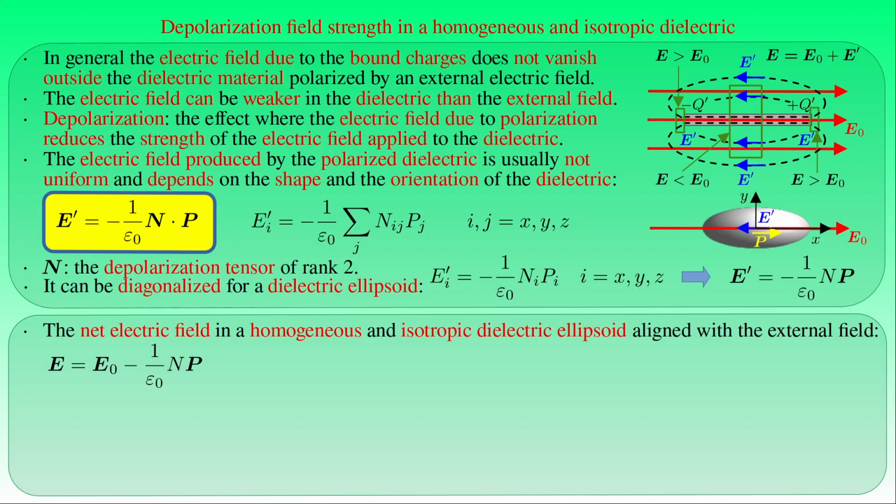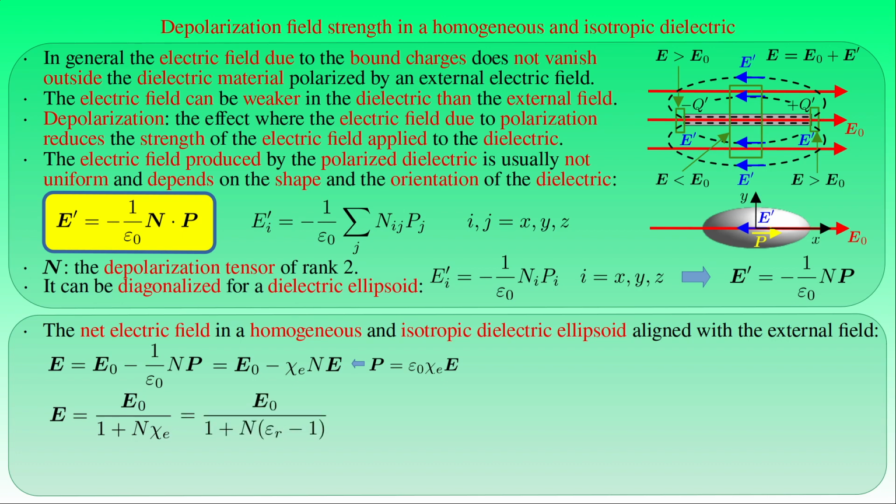For a linear dielectric, the polarization vector P is given by the vacuum permittivity ε0 times the electric susceptibility χE of the dielectric times the net field strength E in the dielectric. Then on the right-hand side of the equation we have E0 minus χE times n times E. We can express the net electric field E from this equation as the electric field E0 divided by 1 plus the depolarization factor n times the electric susceptibility χE. We also know that the relative permittivity εR of the dielectric is equal to 1 plus the electric susceptibility χE, which gives E0 over 1 plus n times (εR minus 1).